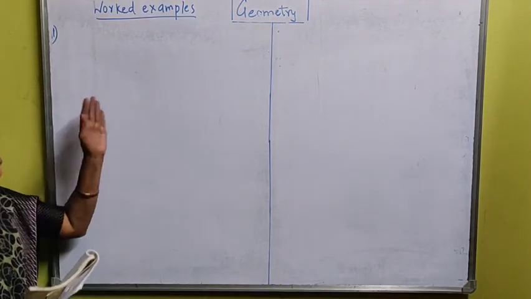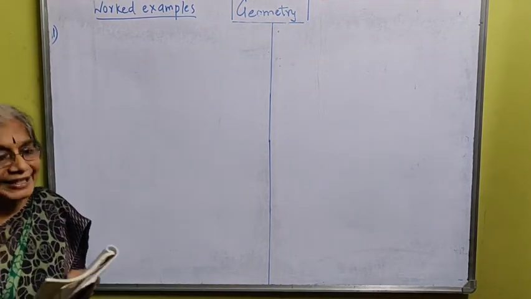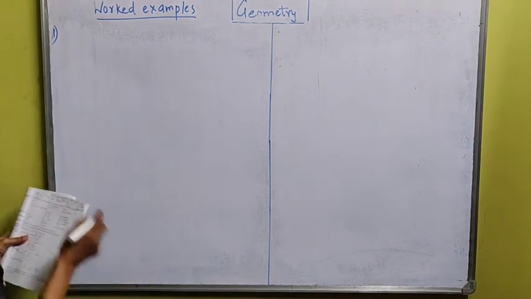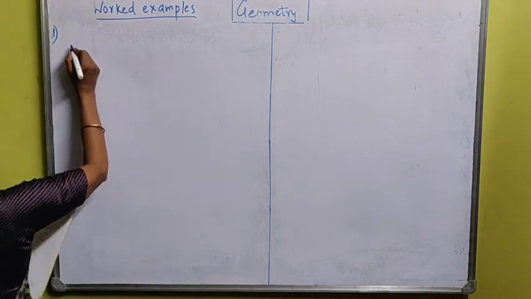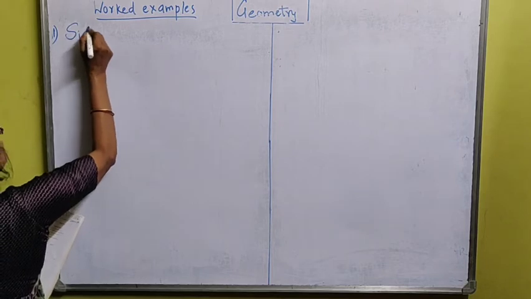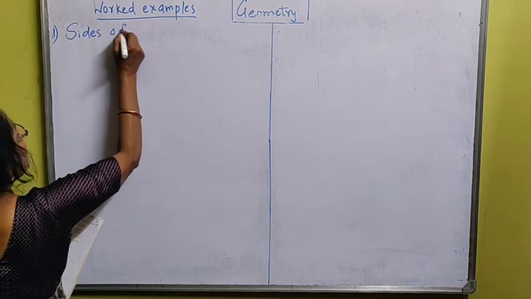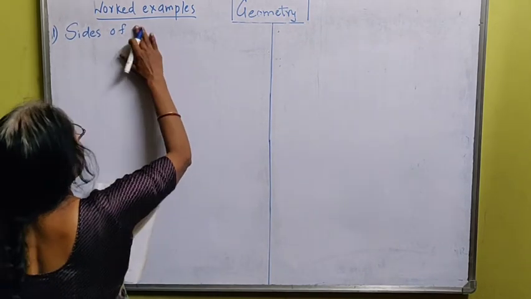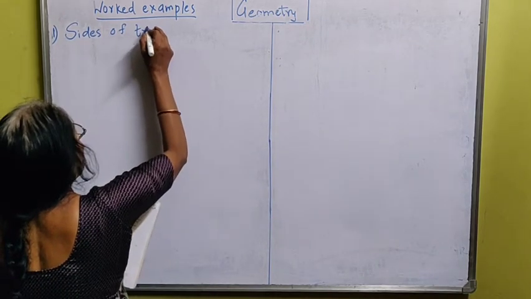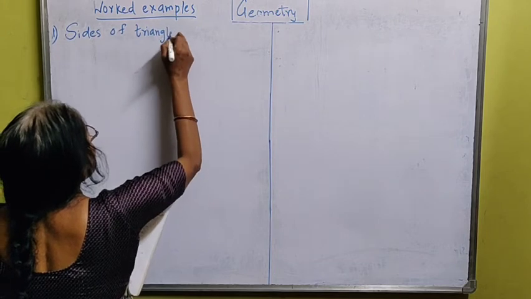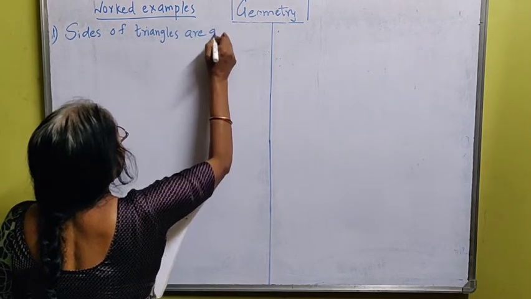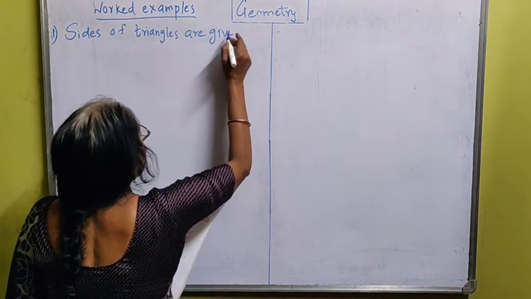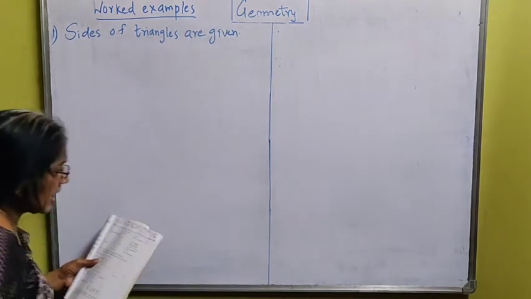Now we will see worked examples based on Pythagoras theorem. What is the first worked example? It says that the sides of triangles are given. So some sides of triangles are given down here.